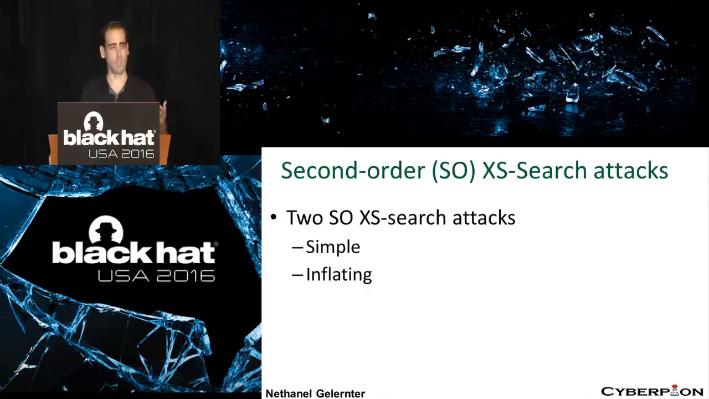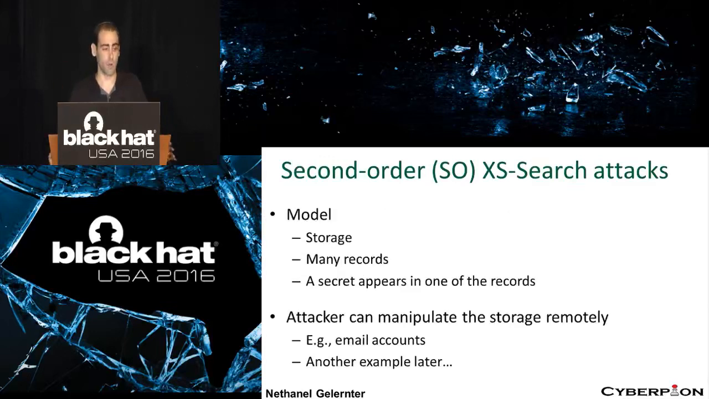In this talk, I will present 2 second-order cross-site search attacks. The first is the simple one, and the second is more sophisticated, the inflating second-order cross-site search attack. So let's define the model of this attack. We talk about a storage, and this storage contains many records, and the attacker is interested in the value of some secret that appears only once in one of the records. We have another assumption, which maybe seems very strong, but it is a very practical assumption: the attacker can manipulate the attacked storage remotely.